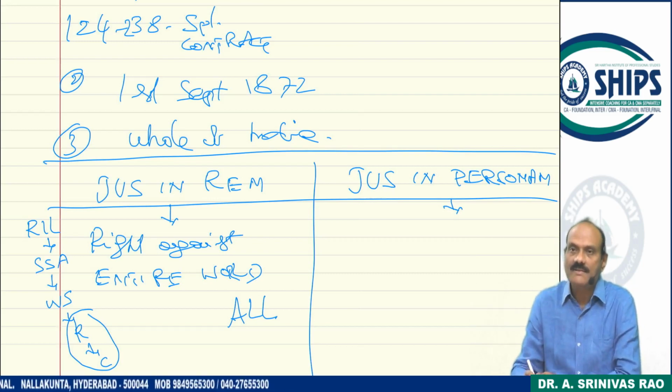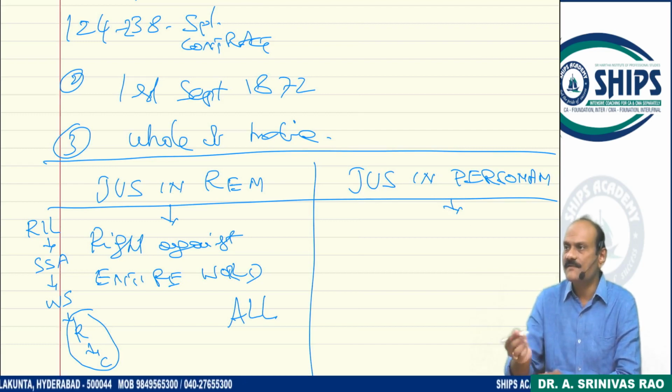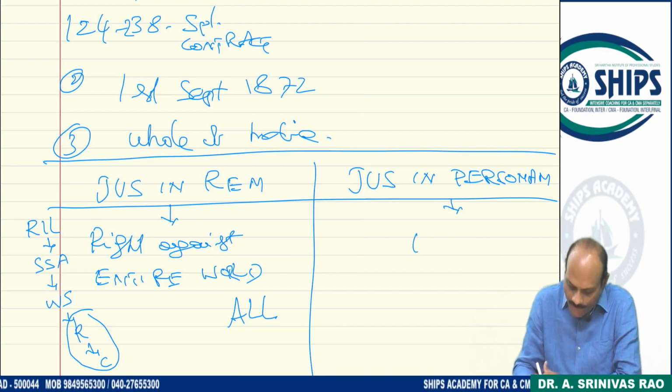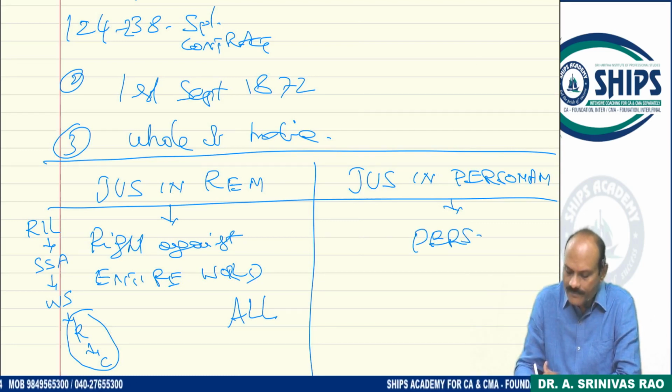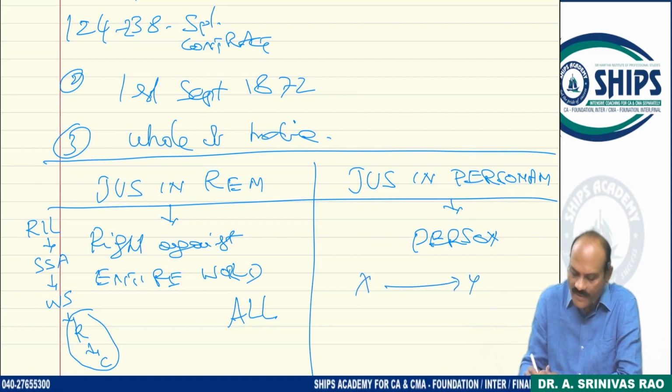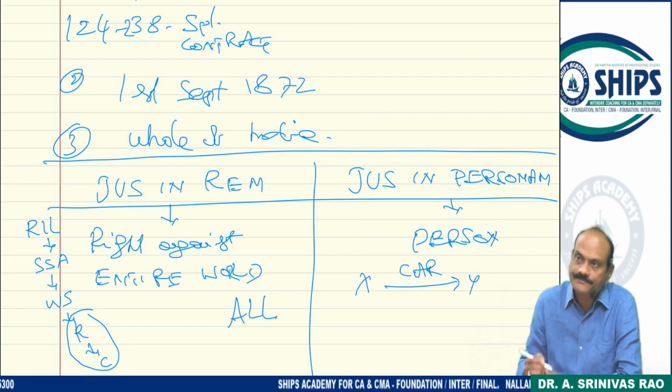Other one, jus in personam. The term itself is self-explanatory. Right against the person. Only that person. X agrees with Y: Mr. Y, I will sell my car. Later, he failed to sell.